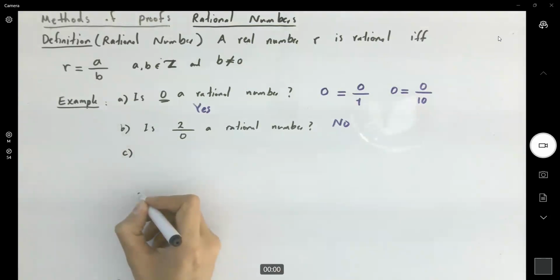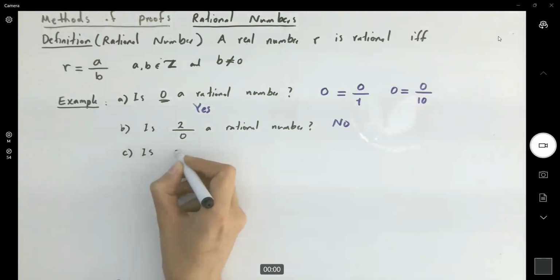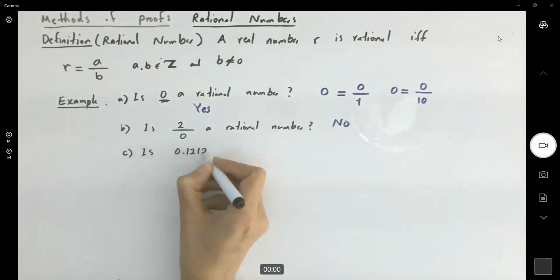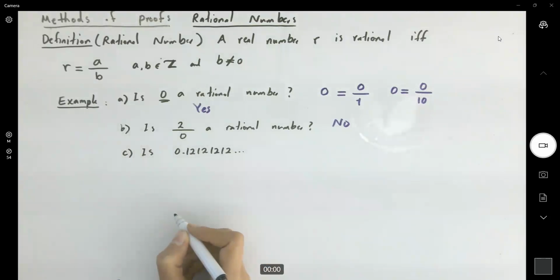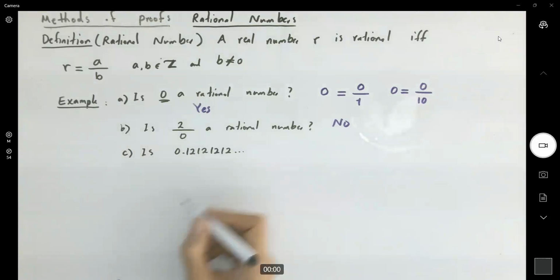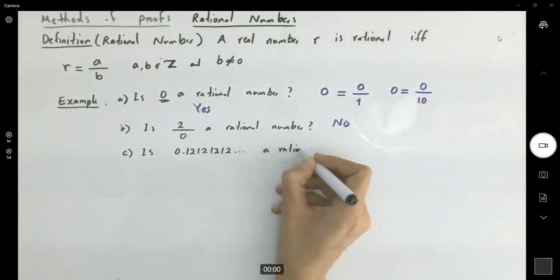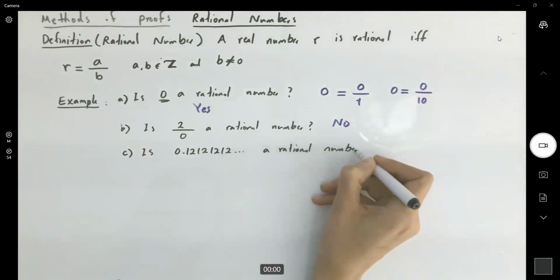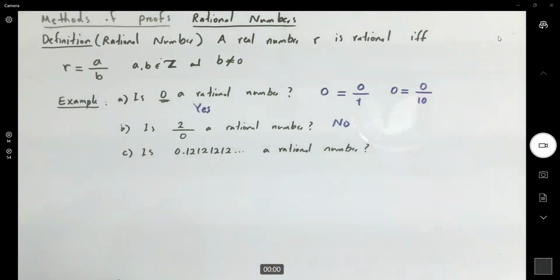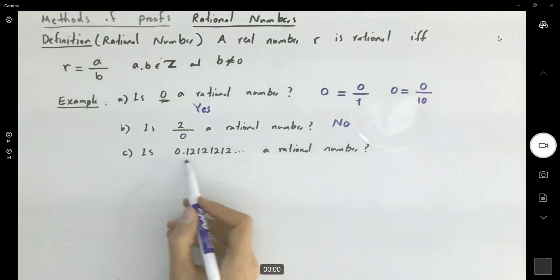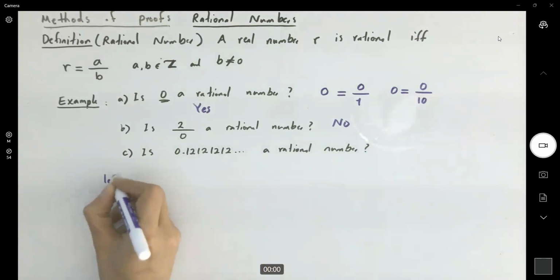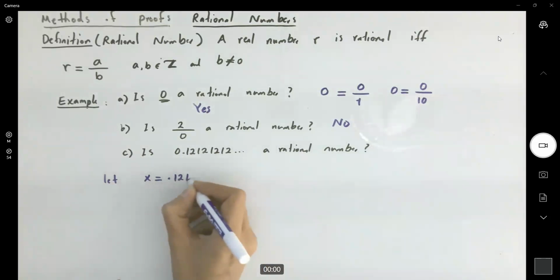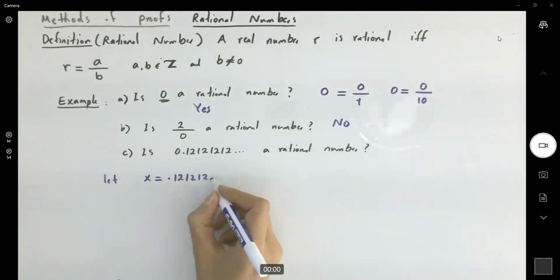C, is 0.12, 12, 12, 12, the number repeats itself, a rational number? Let's try to break this down. What do we have here? We have this decimal number which repeats itself. Let x be this repeating number.